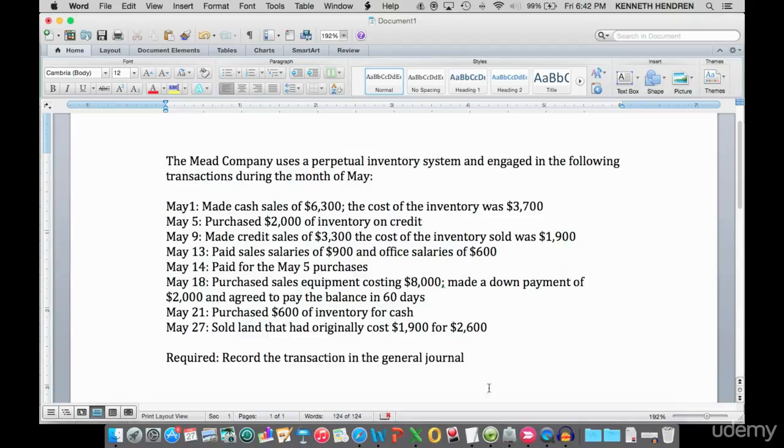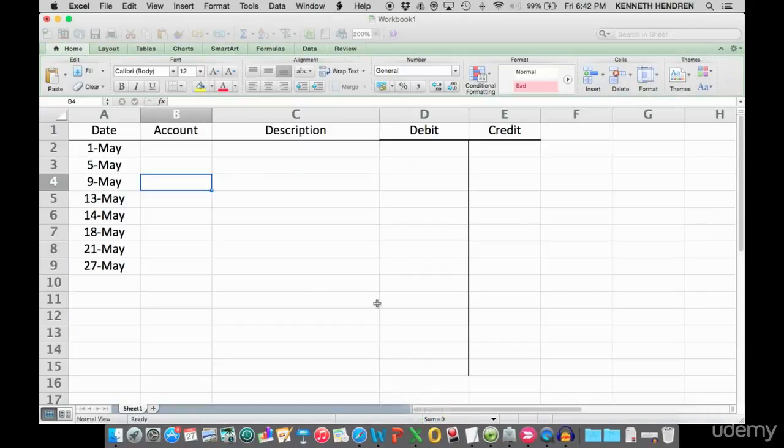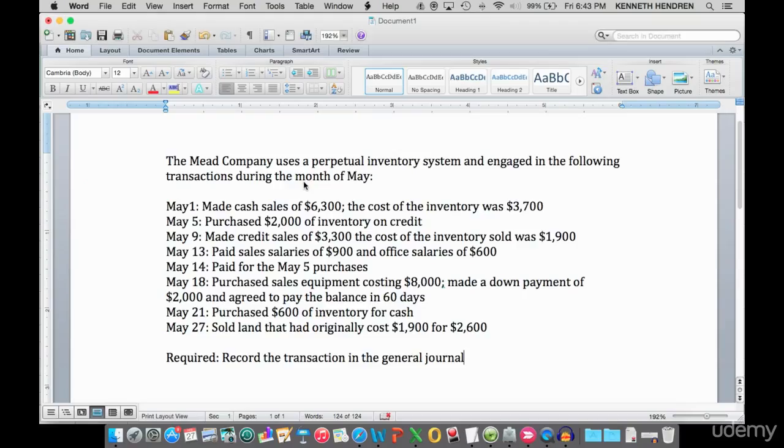So I'm going to flip over to Excel, where I have already formatted the problem, and this is how you would too. You would put the date, account, description, debit and credit columns on a spreadsheet just like this. And you can put the dates in just like that, okay? All right, and so May 1 made cash sales of $6,300. The cost of the inventory was $3,700, okay?